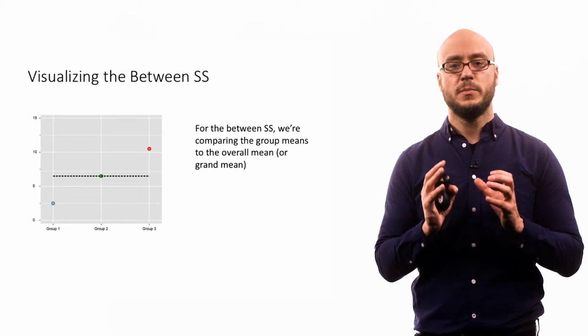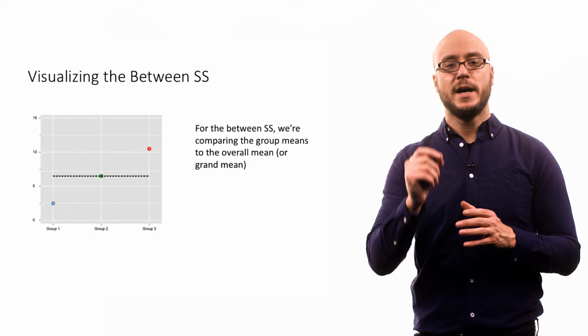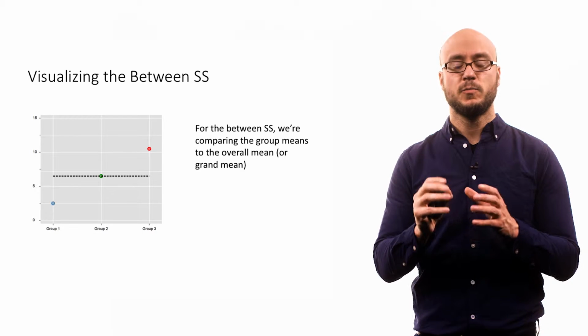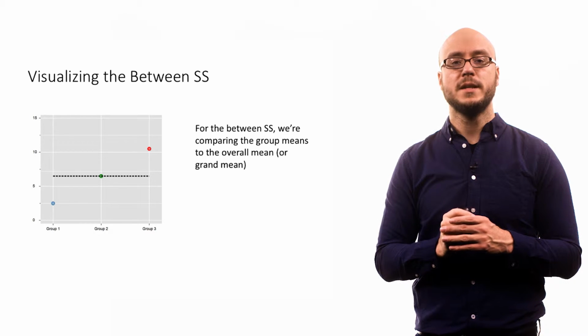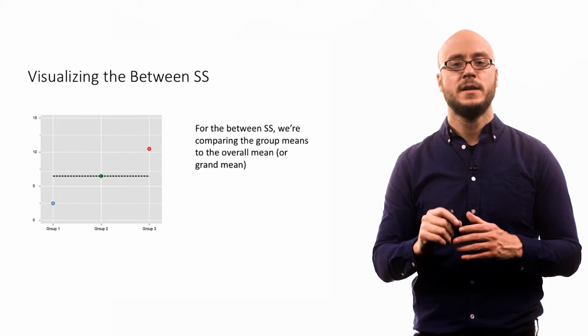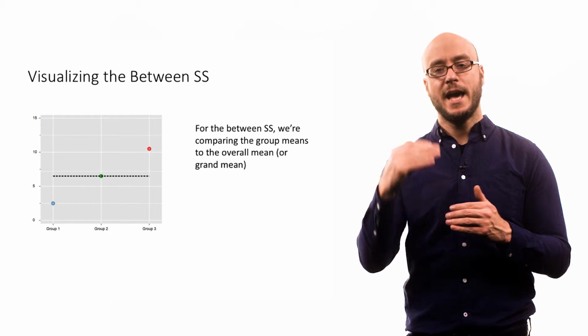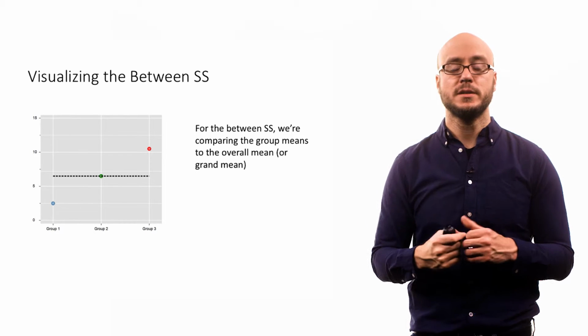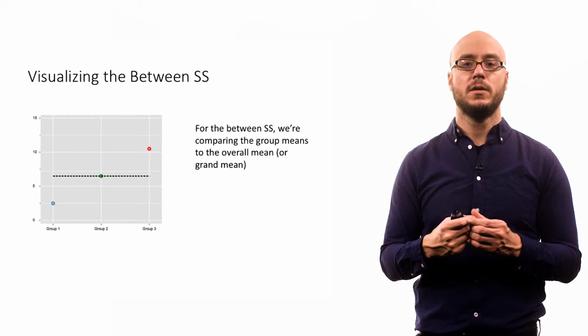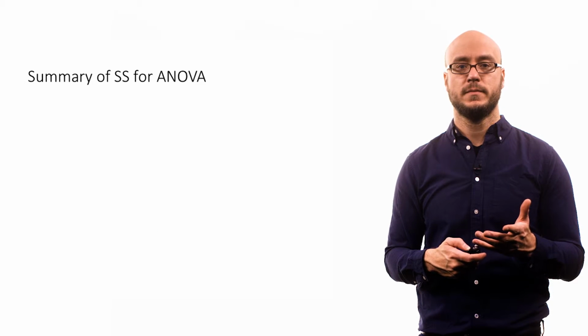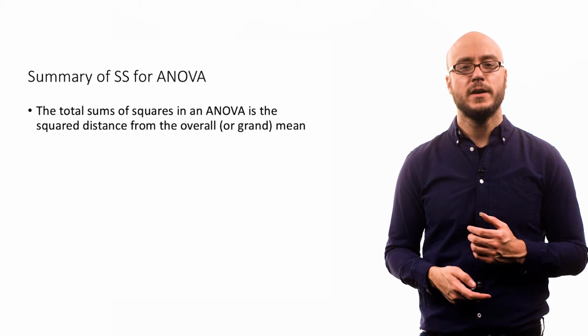We can visualize the between sum of squares by using 3 dots representing 3 group means. And then the dotted line is the overall or grand mean. What we're really doing here is we're saying how far off are each of these group means from the overall mean or grand mean. At this point, we've done all the partitioning, all the separating of the variability in our data to calculate one-way analysis of variance.